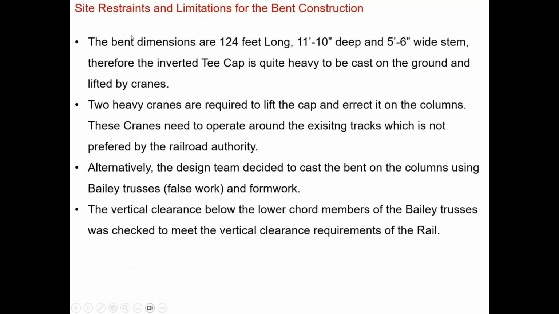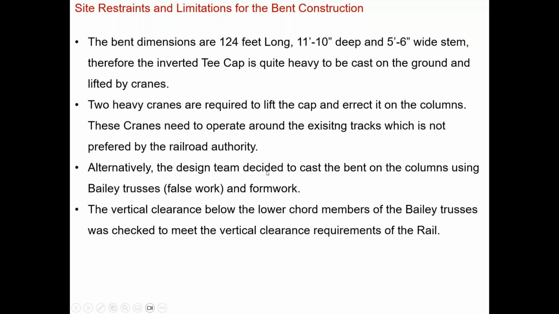So just to summarize for this bend, the situation is that we have a bend that is 124 feet long in total. It's 11 feet deep, 5.5 wide on the stem. So it's a huge section that is quite heavy to be cast on the ground and lifted by cranes. In addition to this, the site puts additional constraints on us on lifting and operating cranes in the site to lift this bend and place it on the columns.